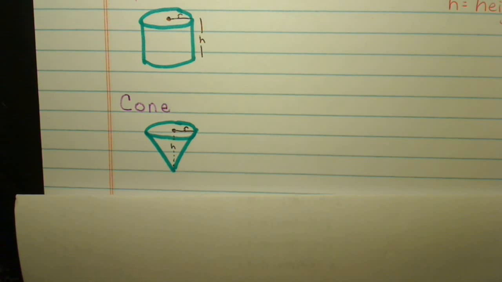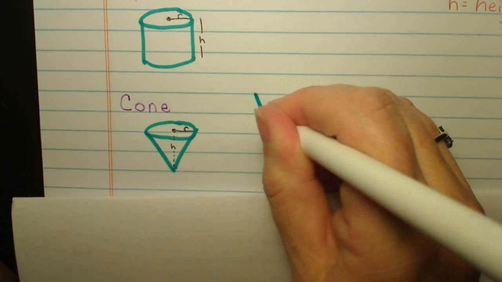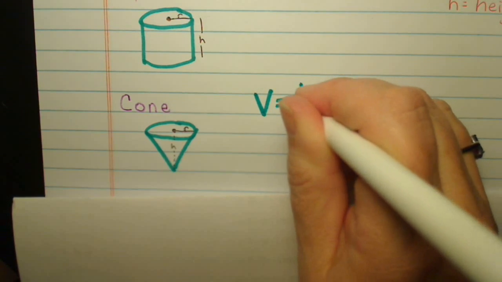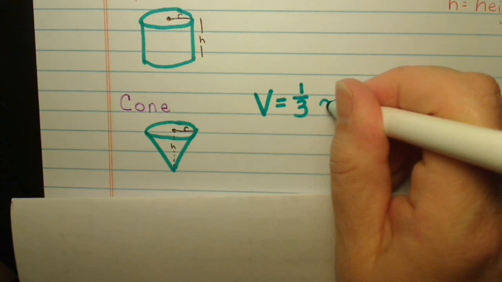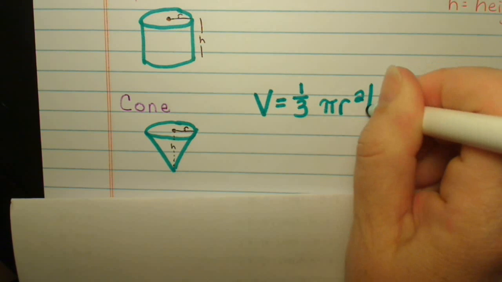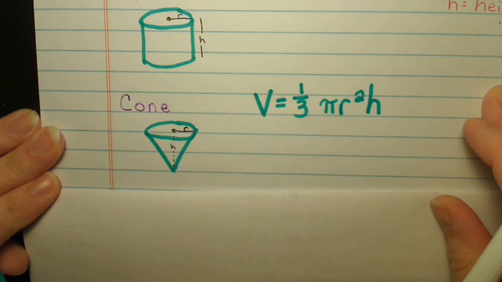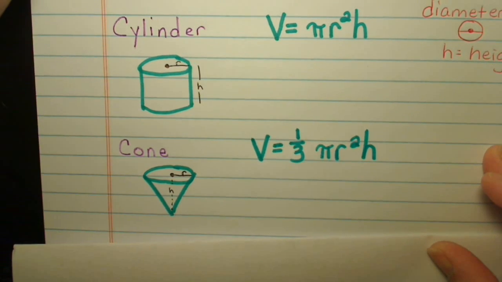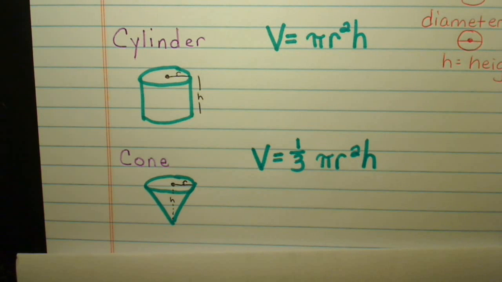Therefore, the formula you're going to use for a cone is volume equals 1/3 times pi r squared h. So you're actually going to be using the same formula you used for a cylinder. You're just going to multiply that times 1/3. Or you're going to find it and then divide it by 3. Multiplying by 1/3 is the exact same as dividing this by 3. They're the same thing.